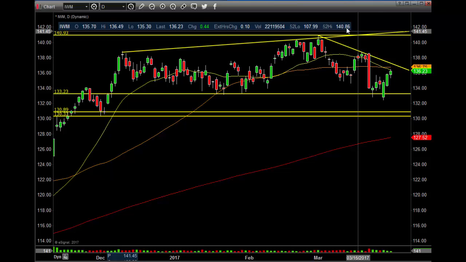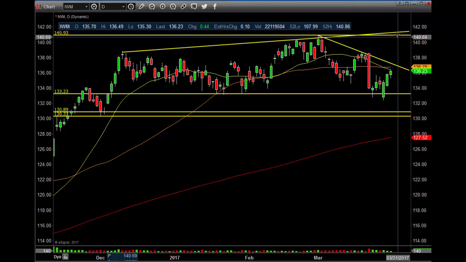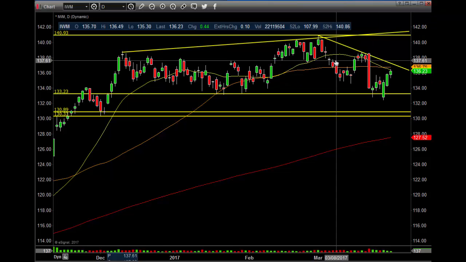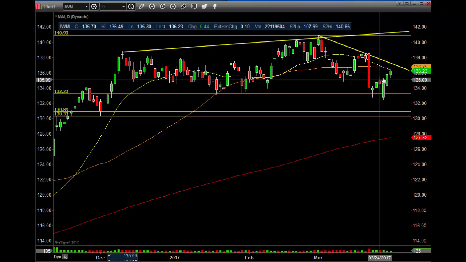The all-time high was 140.60 or 86. Let's see if we can make a run. We have a little trend line there, upper trend line, this one. So that's the bullish case. Gets above there, maybe 145, maybe even 150 for all I know. So again, this one's lagging a little bit, so you've got to keep an eye on it.